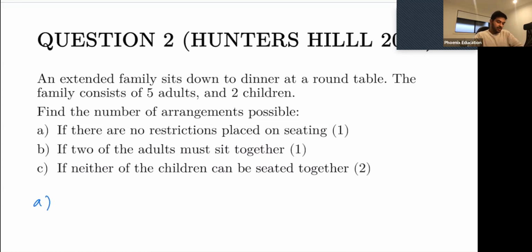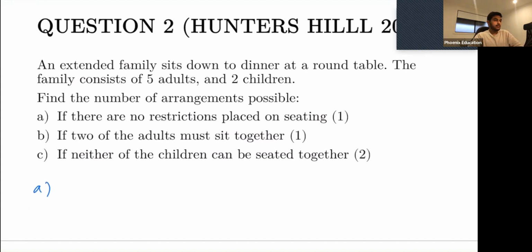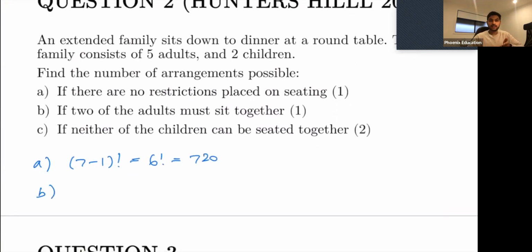Okay, so part A is a pretty standard arrangements in a circle question. We've got 5 adults and 2 children, so 7 elements in total. For circle arrangements, we do 7 minus 1 factorial, number of items minus 1, which is 6 factorial. This gives us 720.